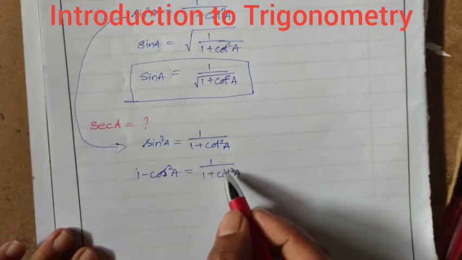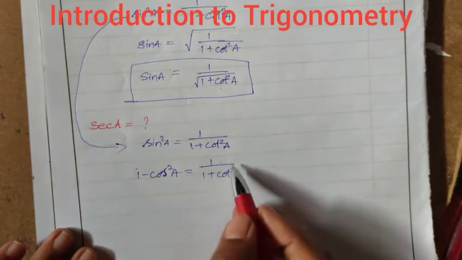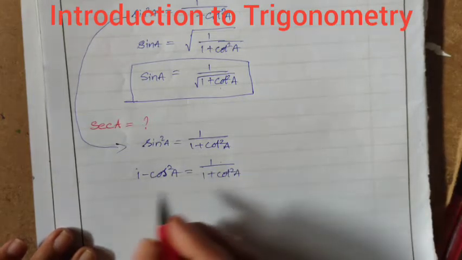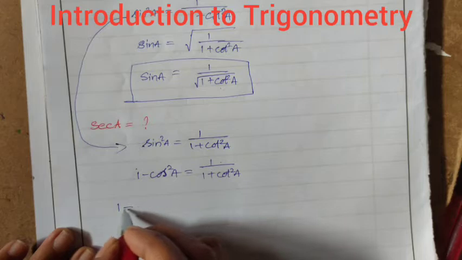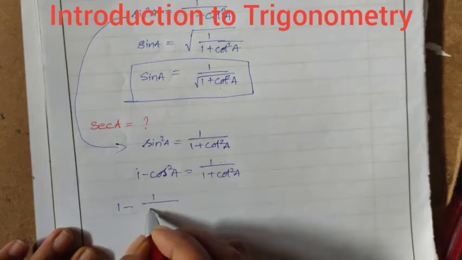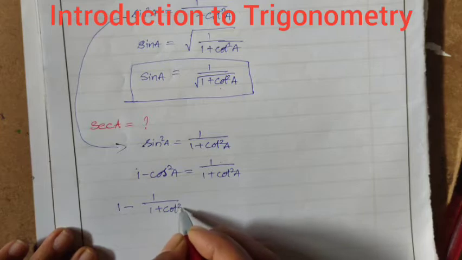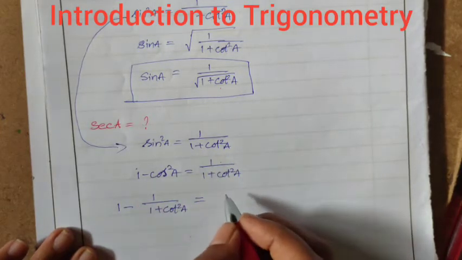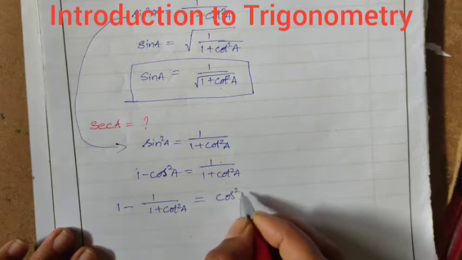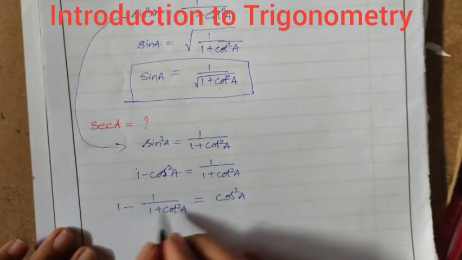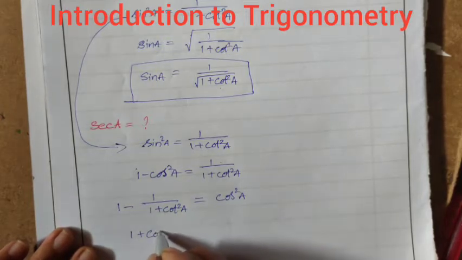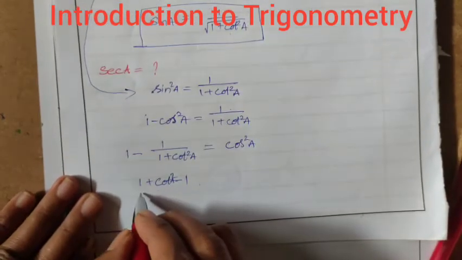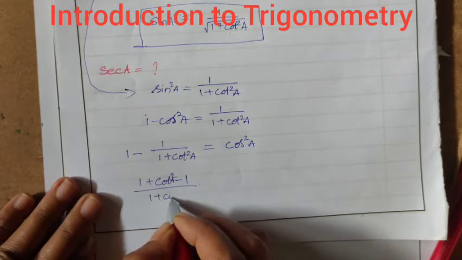So now I take this RHS to this side and minus cos square A to that side. So 1 is on the LHS. This 1 by 1 plus cot square A comes to this side, which means it becomes minus. So 1 minus 1 divided by 1 plus cot square A. And this minus cos square A comes to this side, which means it becomes plus cos square A. Now observe this one, you take the LCM here. So now cross multiply this one. So 1 into 1 plus cot square A minus 1 divided by 1 plus cot square A.